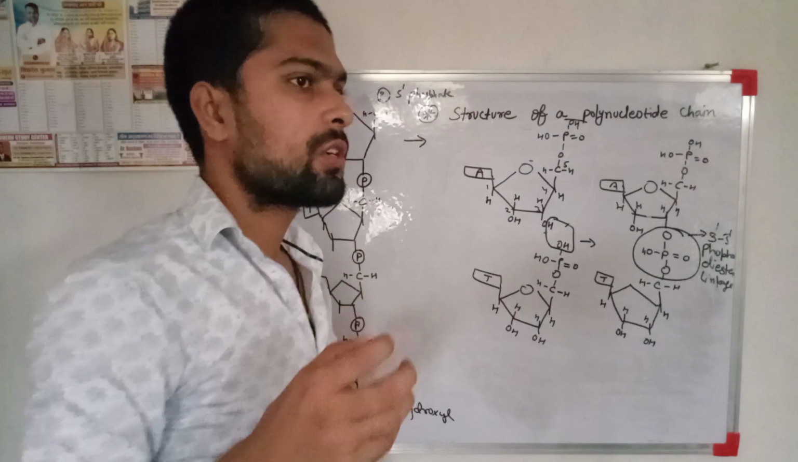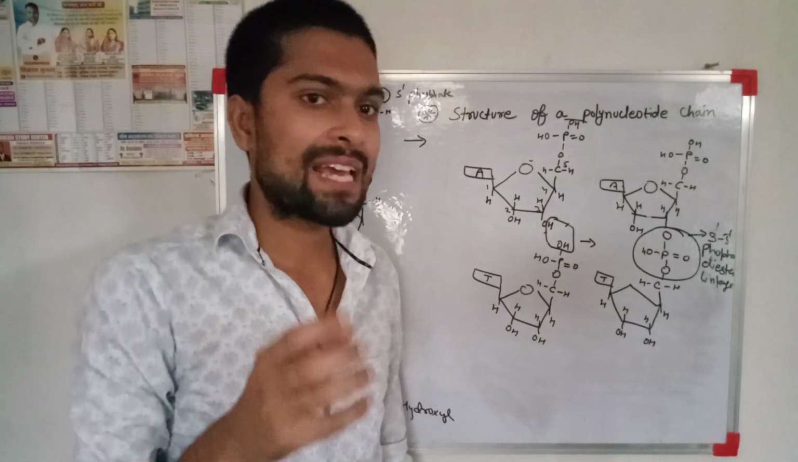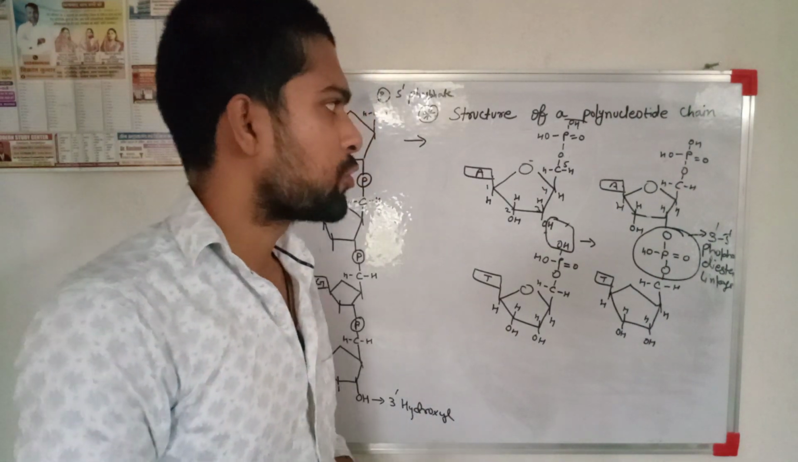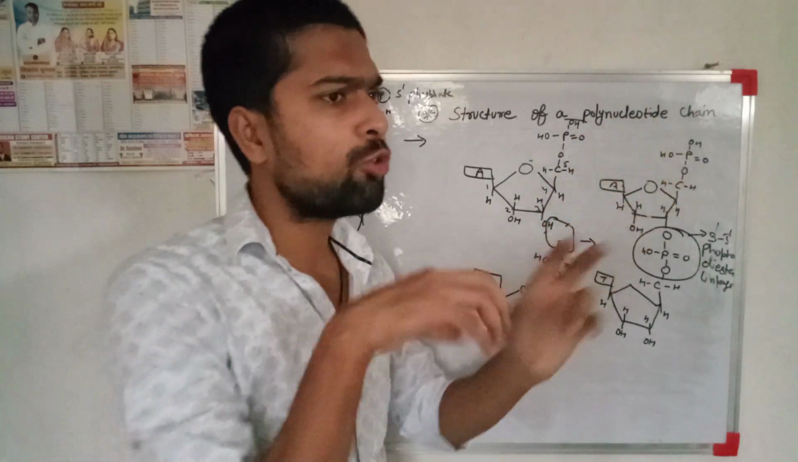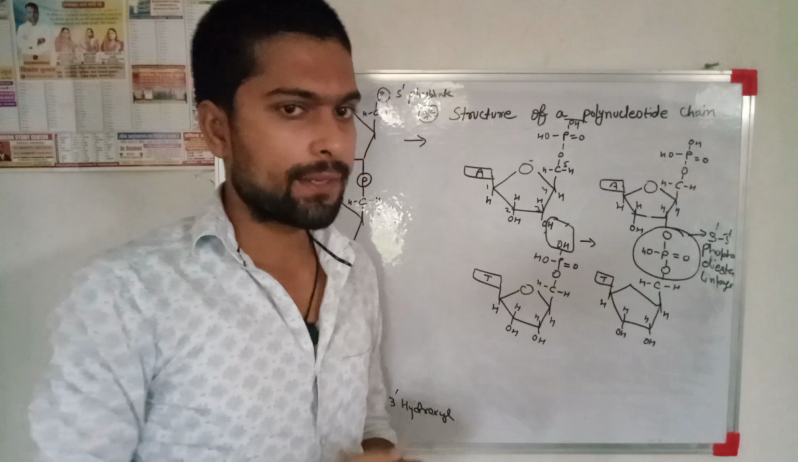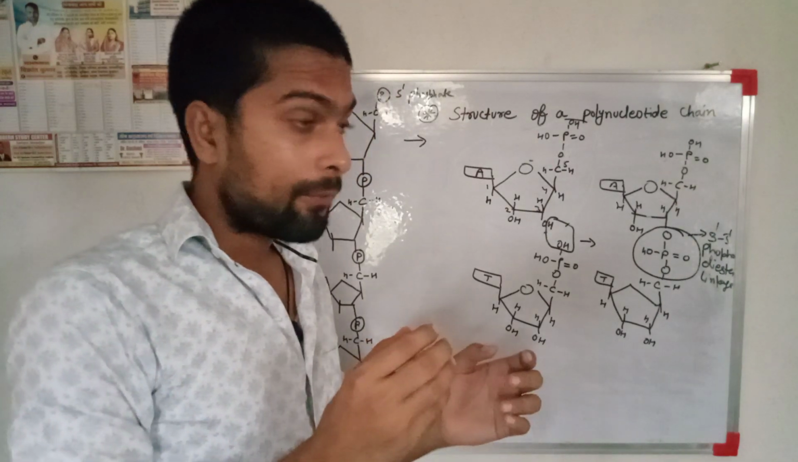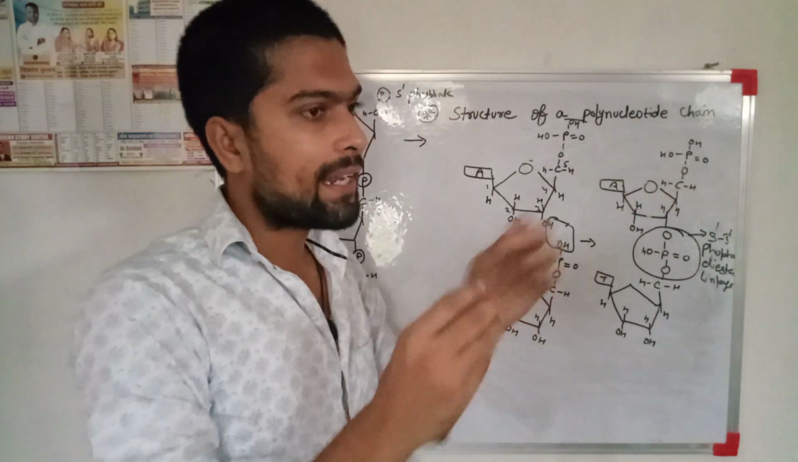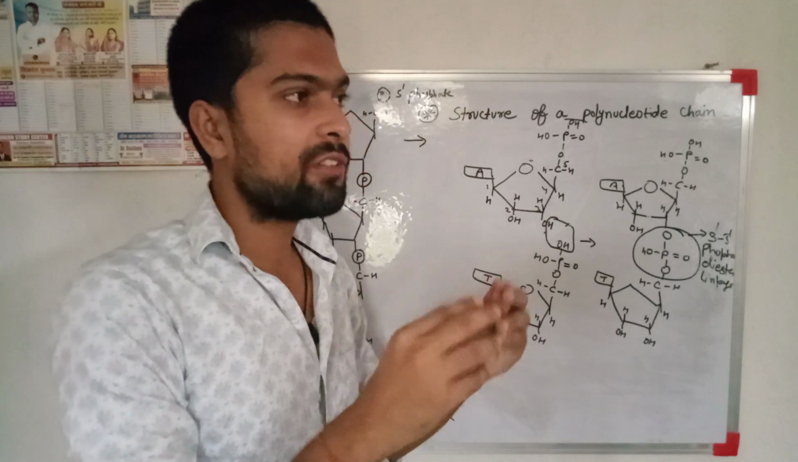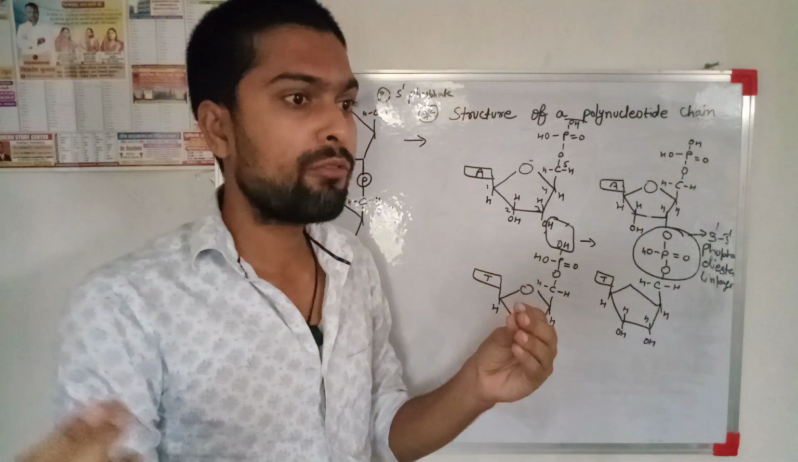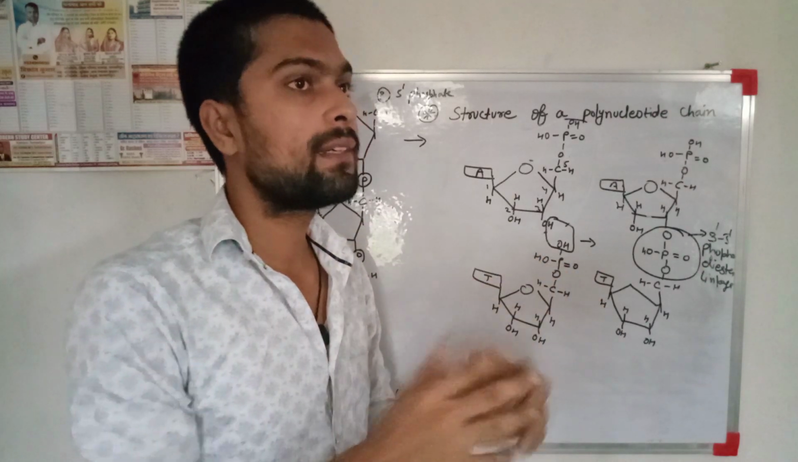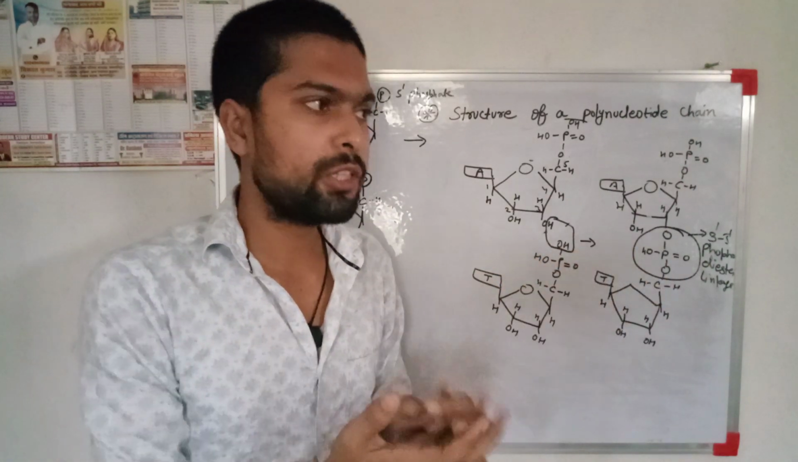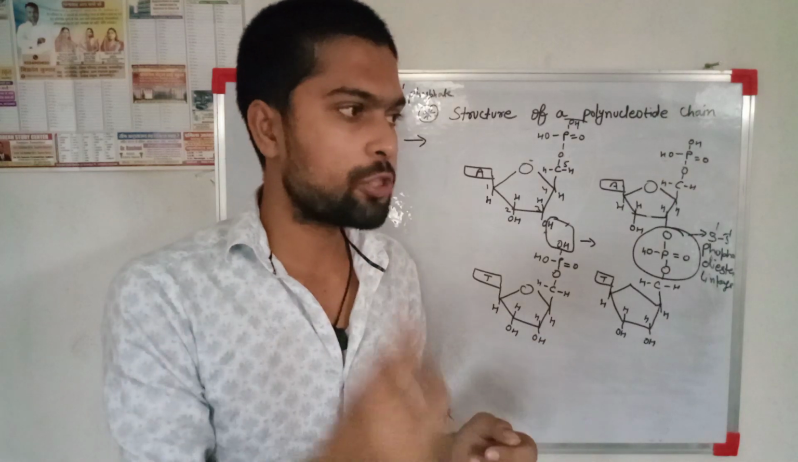Before understanding the structure of a polynucleotide chain, we must understand the structure of a nucleotide. The word polynucleotide means many nucleotides. When a single nucleotide attaches to another nucleotide, it forms a dinucleotide. And when another nucleotide attaches to that dinucleotide, it forms a polynucleotide chain.